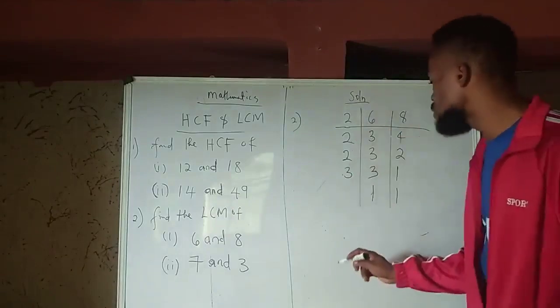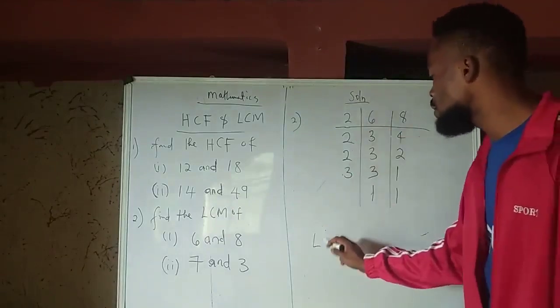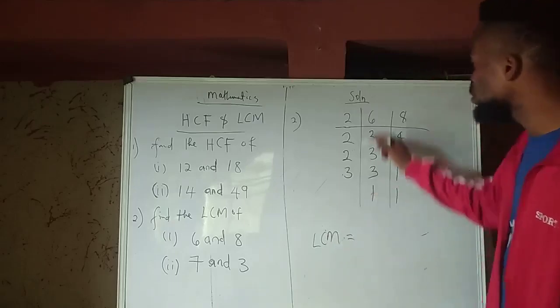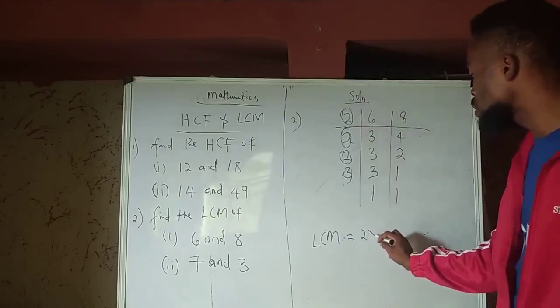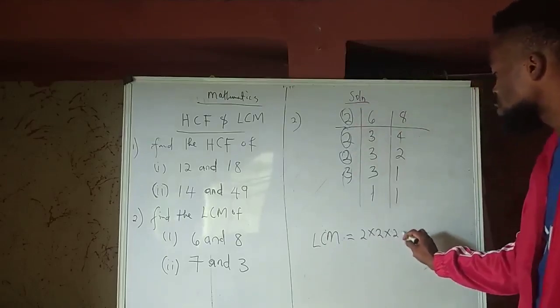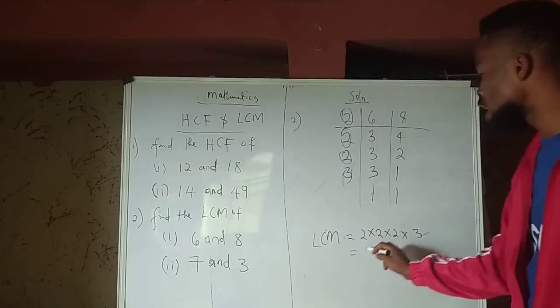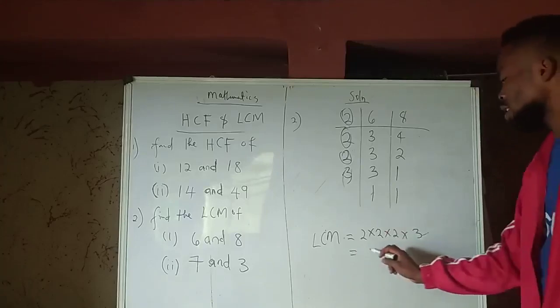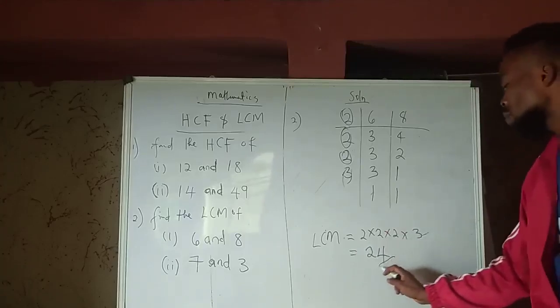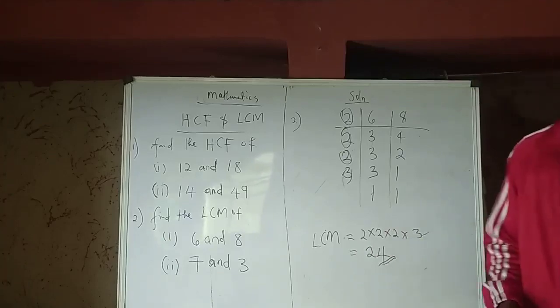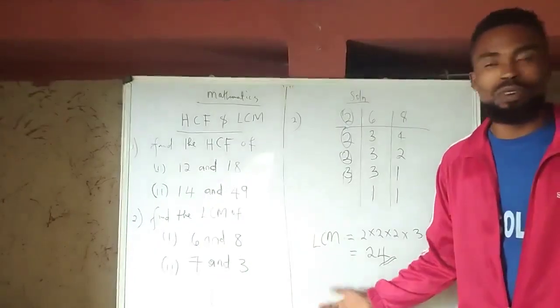So what do we now do to get the LCM? The LCM here is going to be equal to this times this times this times this. So we have 2 times 2 times 2 times 3. 2 times 2 times 2 is 8, times 3. 8 times 3 is 24. So that's how basically all those things work. It's as simple as that.